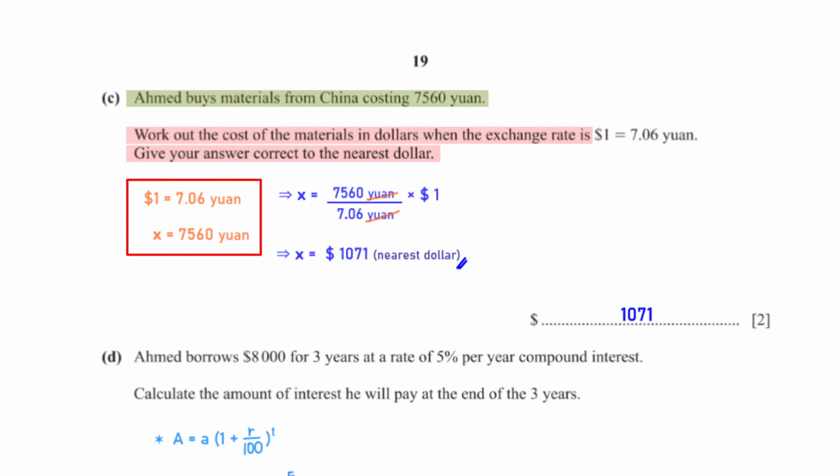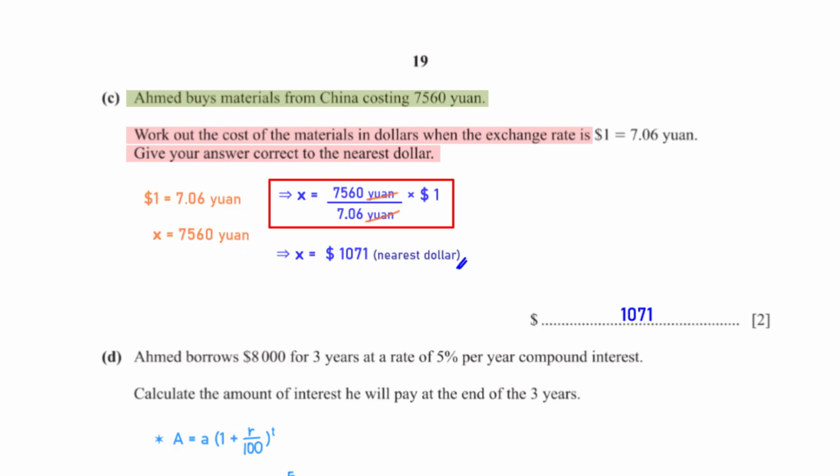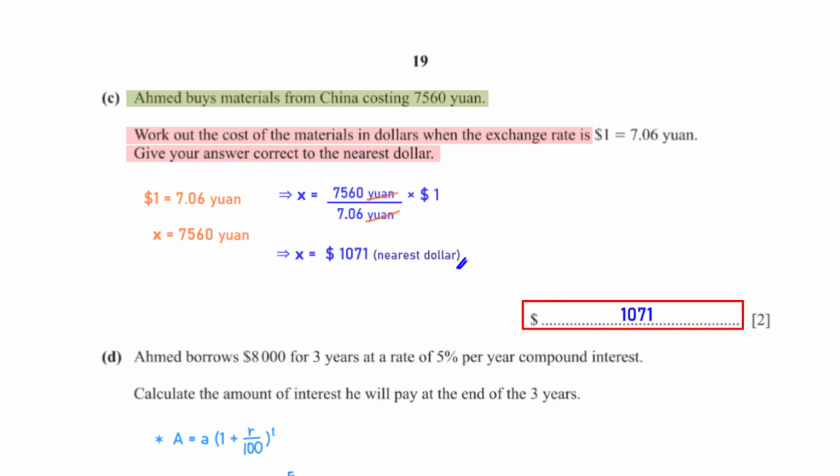We want to find the cost of the materials in dollars, given that the exchange rate is $1 equals 7.06 yuan. This is what we are calling x. When we cross multiply and make x the subject, this is what we get, which is equal to $1,071, rounded to the nearest dollar.